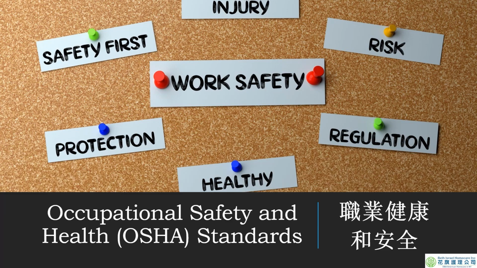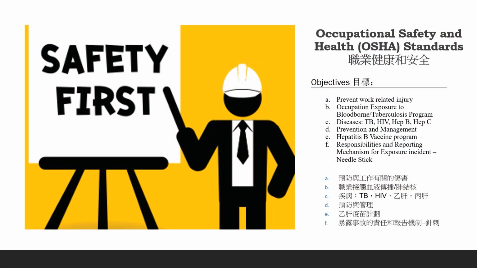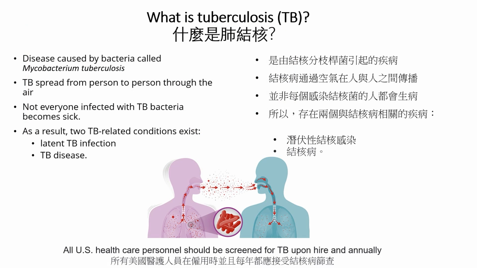Occupational Safety and Health Standards, or OSHA. By the end of this lesson, caregivers will be able to know how to prevent work-related injury, occupational exposure to bloodborne pathogens and TB, disease progress of TB, HIV, Hep B, and Hep C, universal precautions, and responsibilities and reporting mechanisms for exposure incidents. First, let us talk about what is tuberculosis or TB.